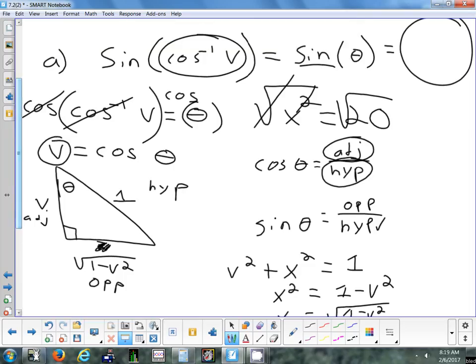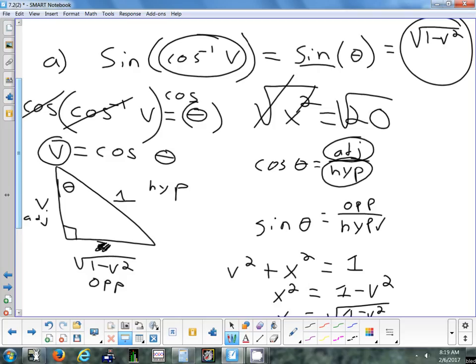All right, so Zach, what side is opposite theta? Square root of 1 minus v squared. And then I would divide by the... what side would I have to divide by? Yeah, I'd have to divide by the hypotenuse, which in this case is just 1, so I don't have to put it. So that's the answer. It's the square root of 1 minus v squared.